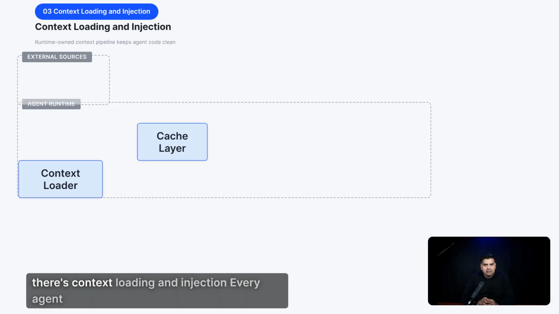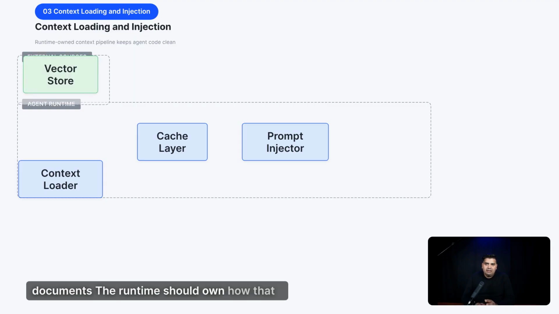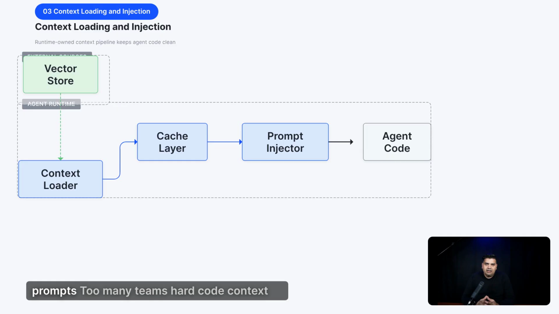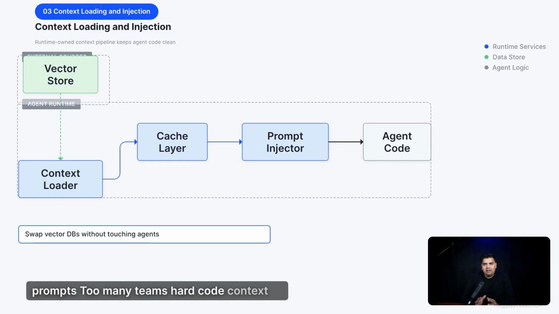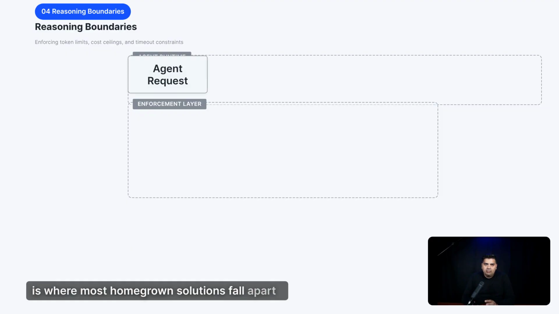Then there's context loading and injection. Every agent needs context: user history, system state, retrieved documents. The runtime should own how that context gets loaded, cached, and injected into prompts. Too many teams hard code context retrieval inside agent logic. That's a mistake. When you need to switch from Pinecone to Weaviate or drop in a Redis caching layer, you shouldn't have to touch a single line of agent code. This is where most homegrown solutions fall apart.